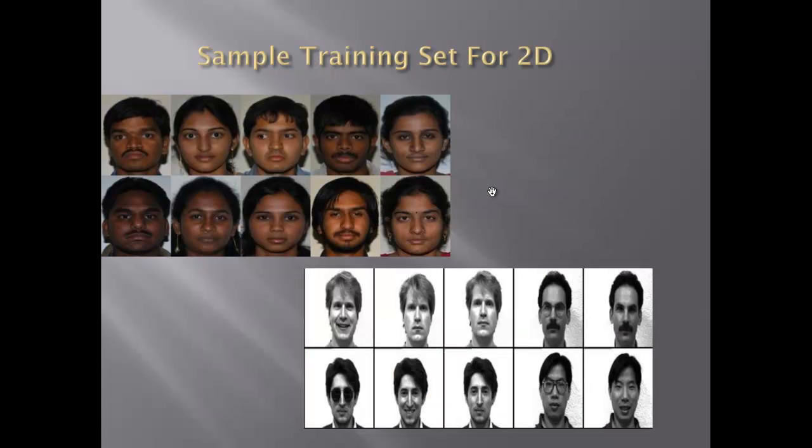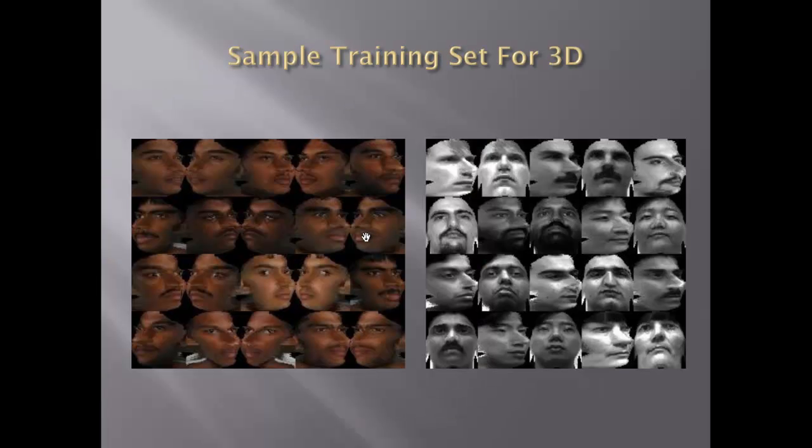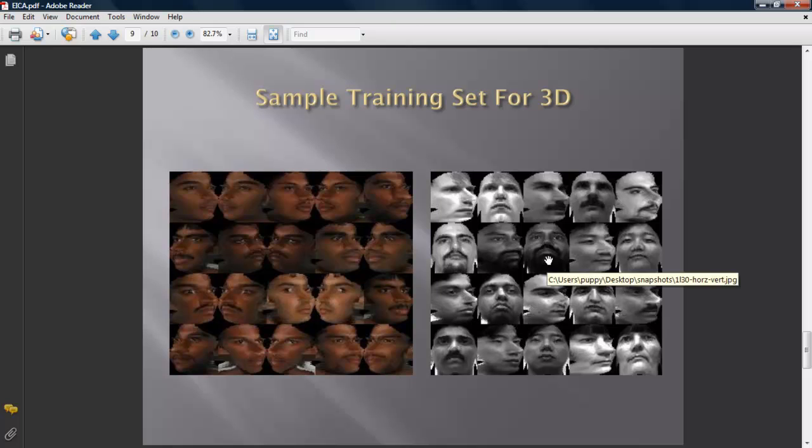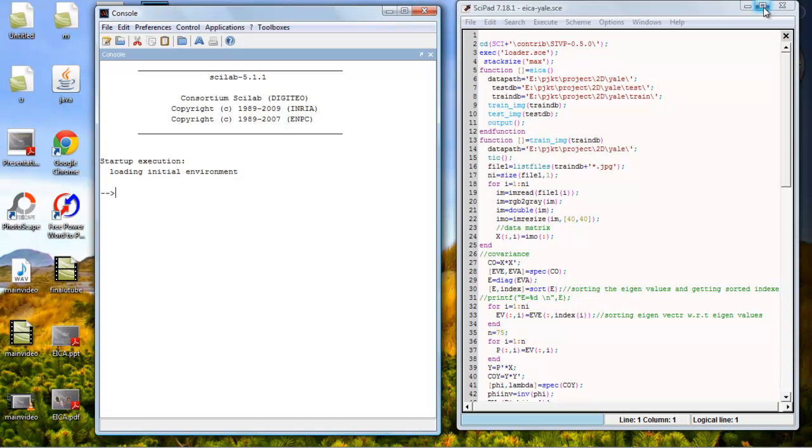This is a sample training set of 2D images. This is the grid database and this is the ALE database. We have also used 3D images. This is a 3D database of grid and this is a 3D database of ALE. Now, we shall see the execution of our project.